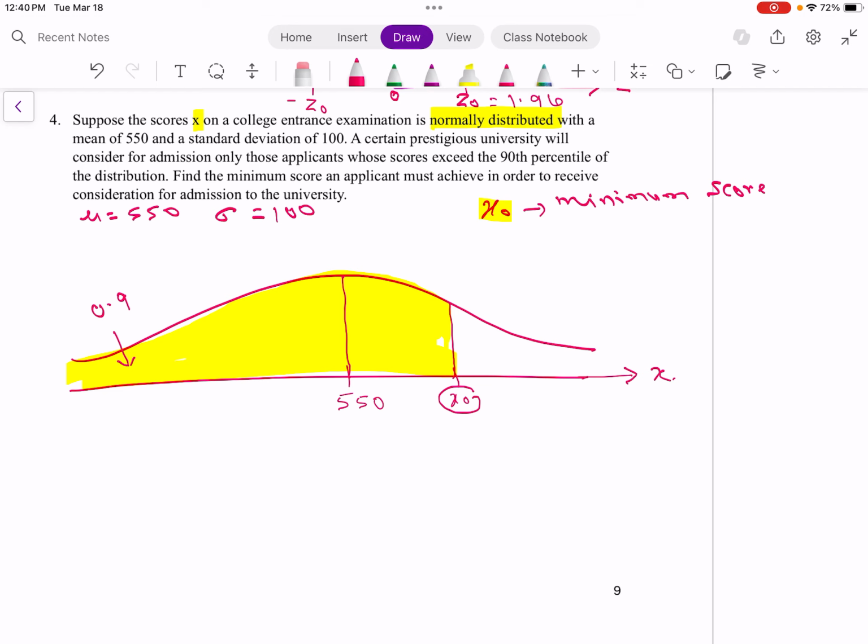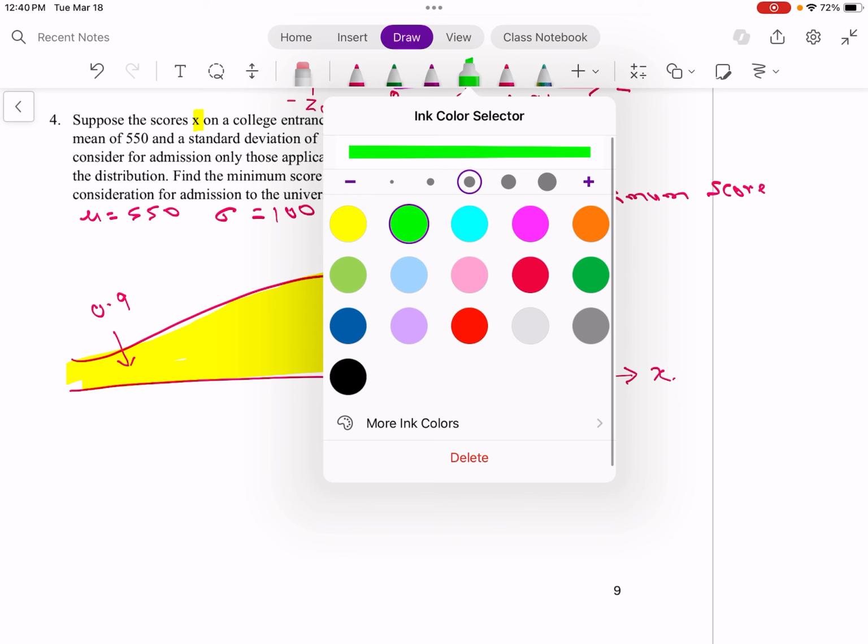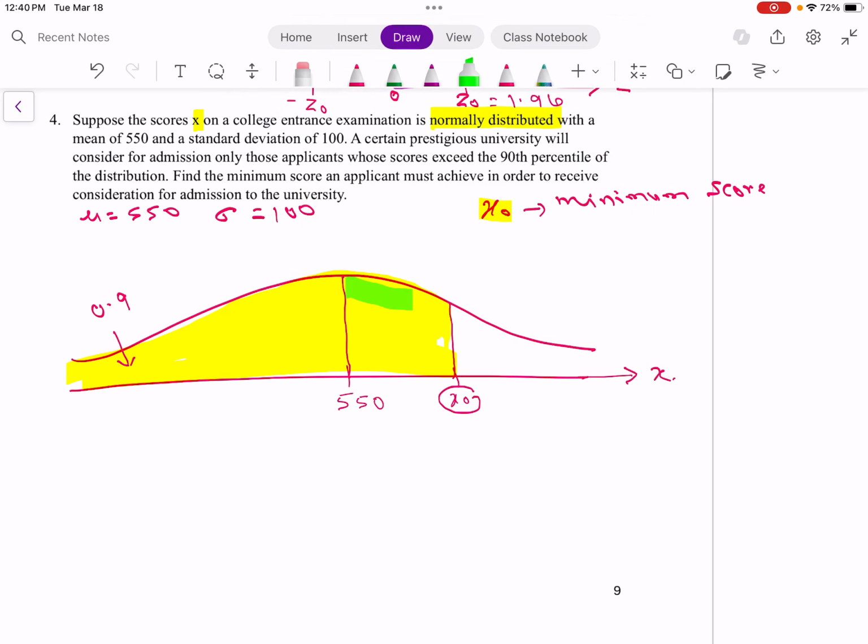So what do we know about this area, the area on the right of 550? That's 0.9 minus 0.5, right? Do you all agree? So from here to X naught is 0.9. This yellow region is 0.5 and the remaining 0.4 would be the area of the green region.